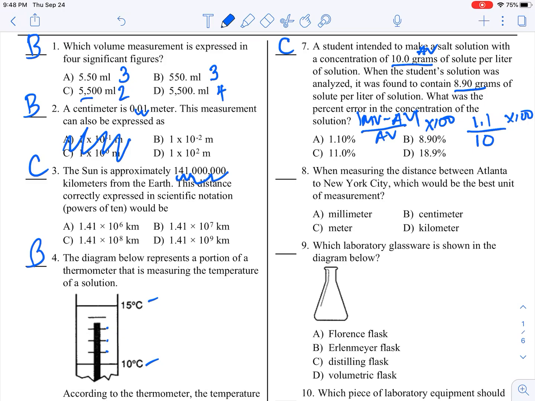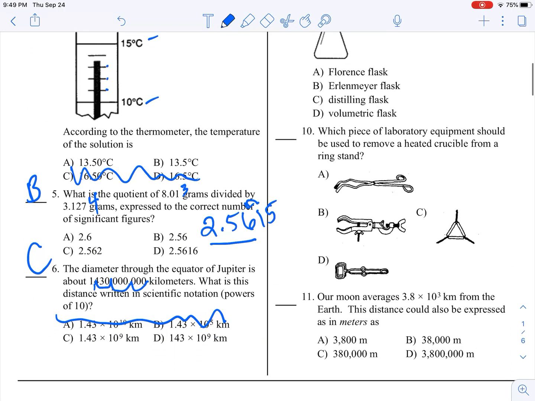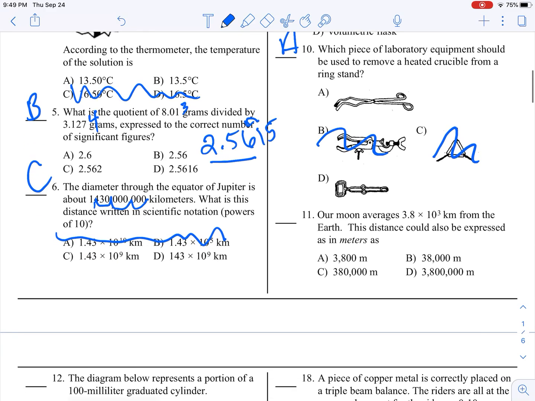When measuring the distance between Atlanta to New York City, which would be the best unit of measurement? That's a pretty far distance. Kilometer. Which laboratory glassware is shown in the diagram below? We've gone over that. That's B, Erlenmeyer flask. Removing a crucible from a ring stand. So we're down to the tongs. Crucible tongs are A.